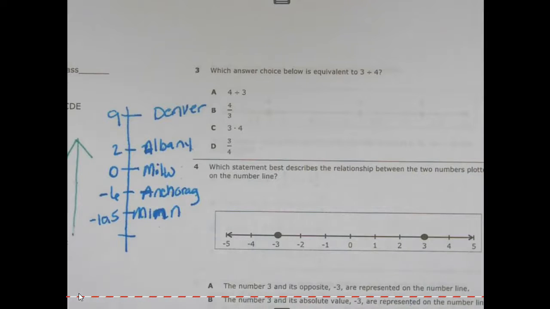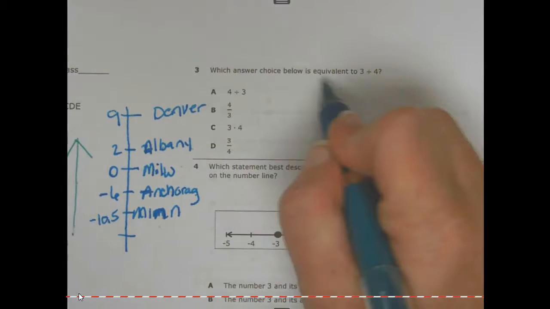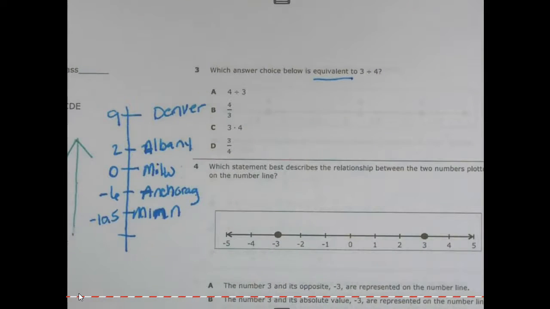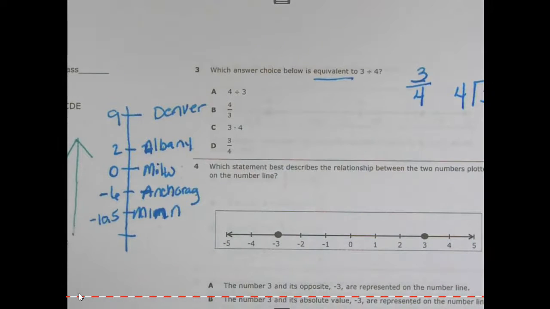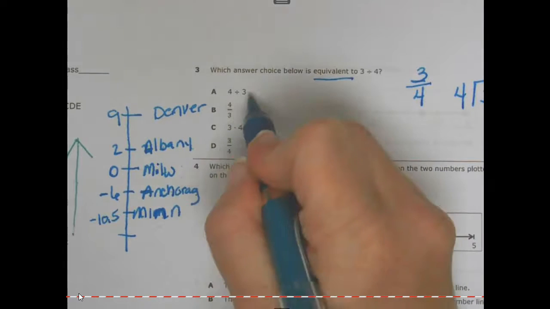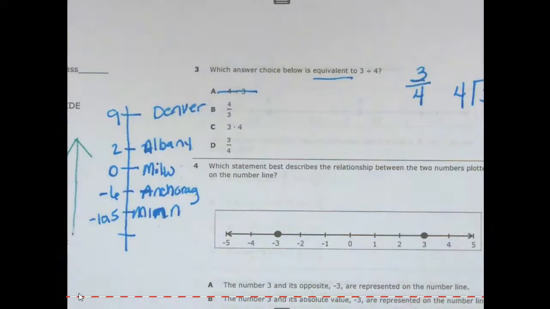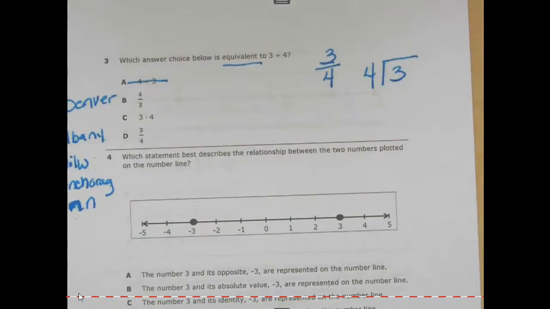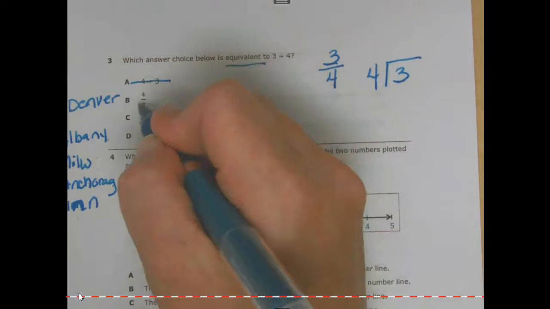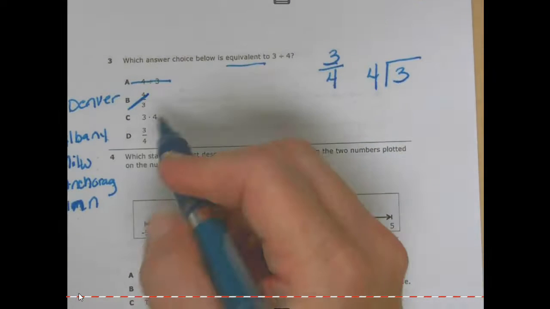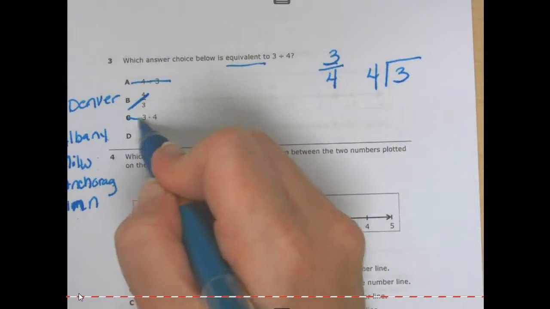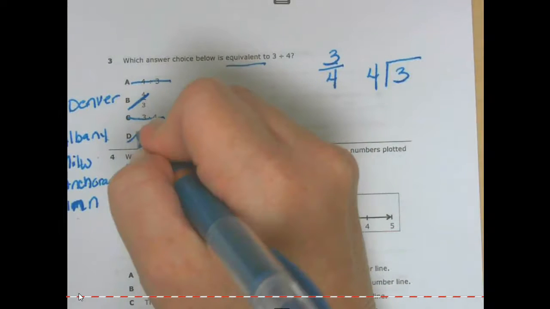Which answer choice below is equal to 3 divided by 4? This also means 3 divided by 4, and this means 3 divided by 4. So 4 divided by 3 is not the same. Four over 3 is not the same. 3 times 4, that's multiplying, so my answer is D.